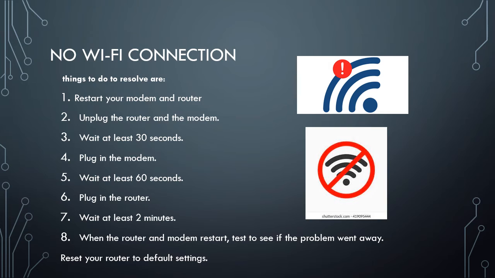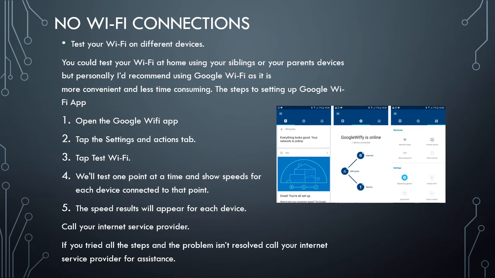The other thing to resolve is to reset your router default settings and test your Wi-Fi on different devices. To do this, I highly recommend using the Google Wi-Fi app as it is more convenient and less time consuming. Another thing to resolve your no Wi-Fi connection is to call your internet service provider. If you have tried all the steps, just call your internet service provider to help you with assistance.